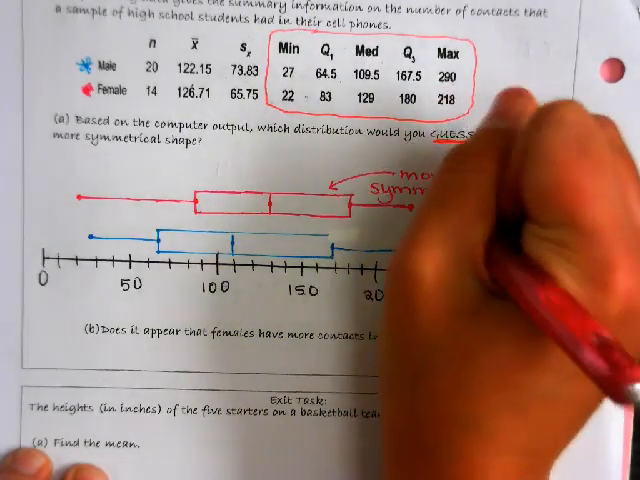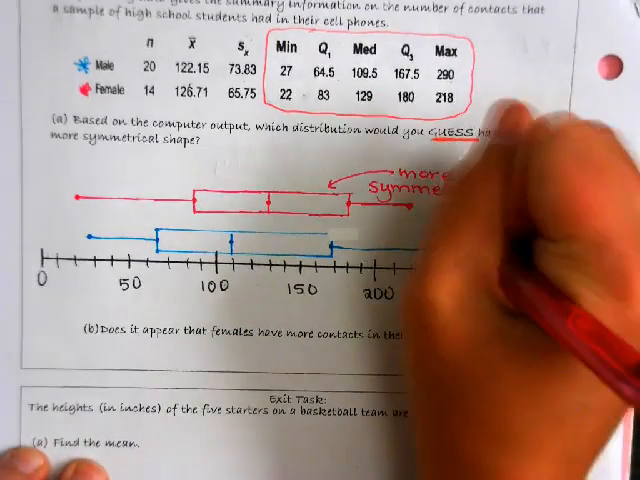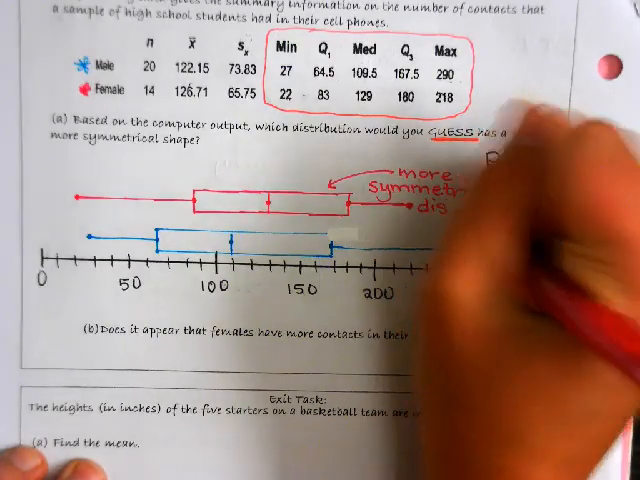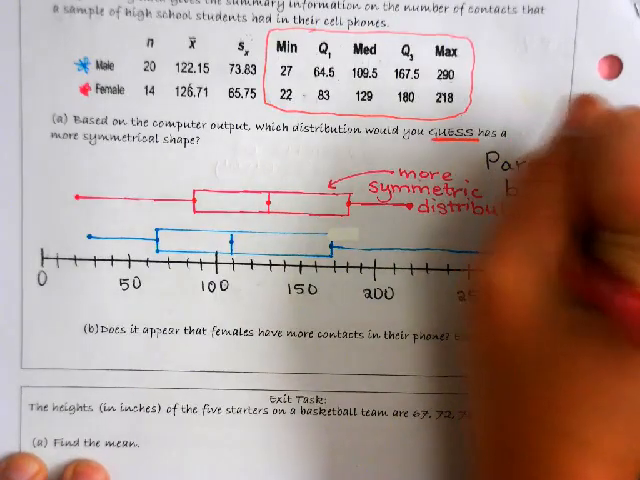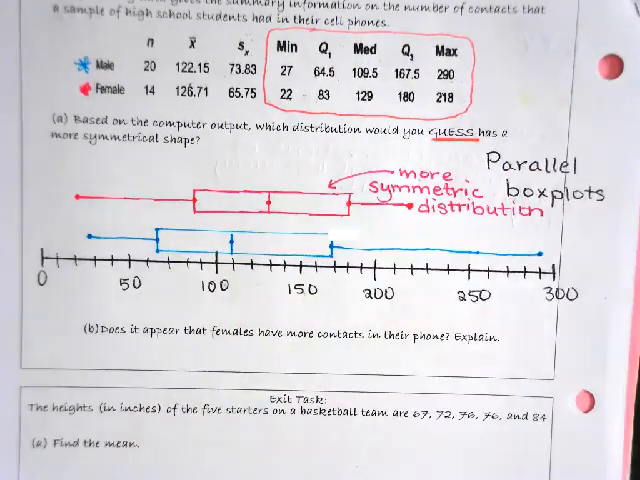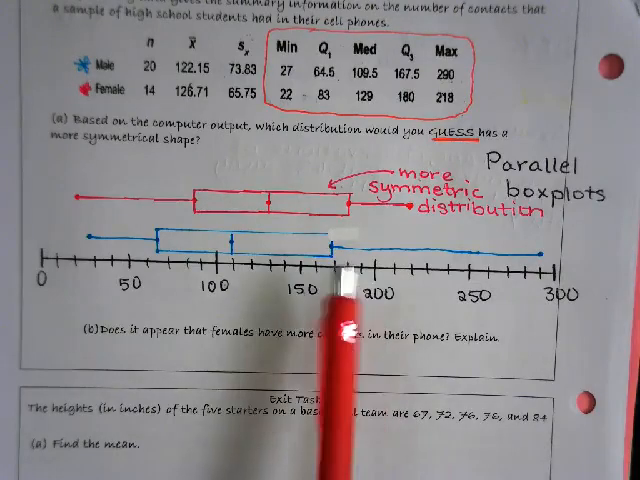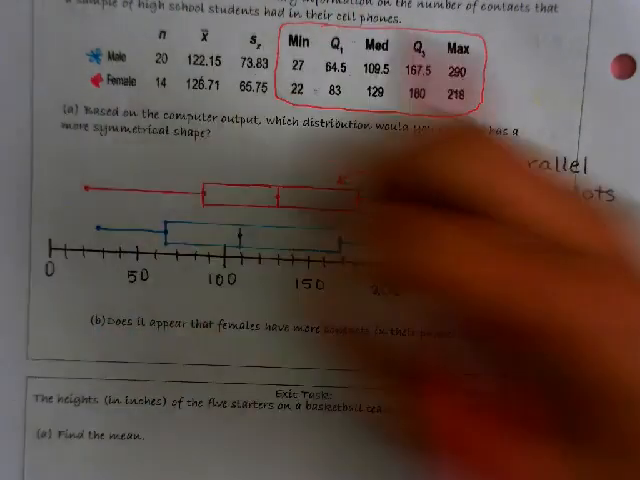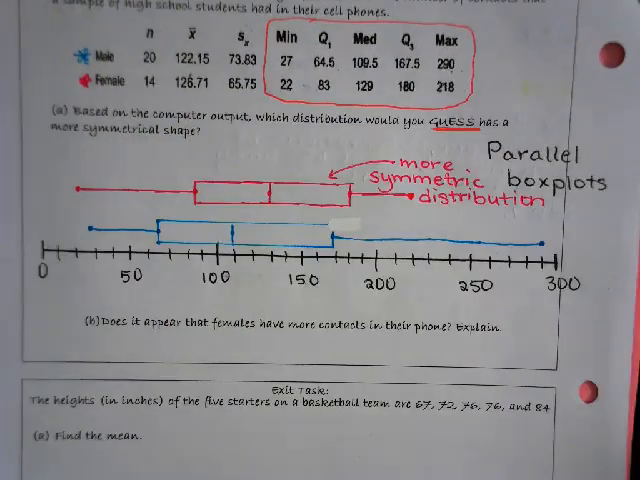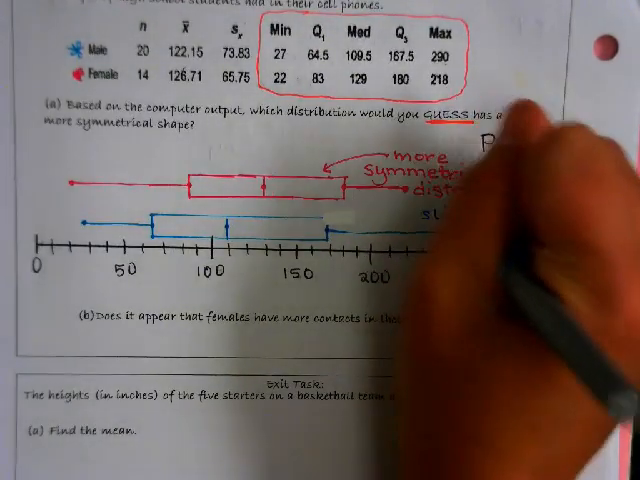Now, our male distribution is less symmetric. It actually has some skewness. Is it skewed to the left or to the right? To the right. Because this really long whisker means that we have some data that's pulling it to the right. And I'm going to use a safety word. I would say slightly skewed right. Long whiskers would give us the idea that we have some skewness going on.